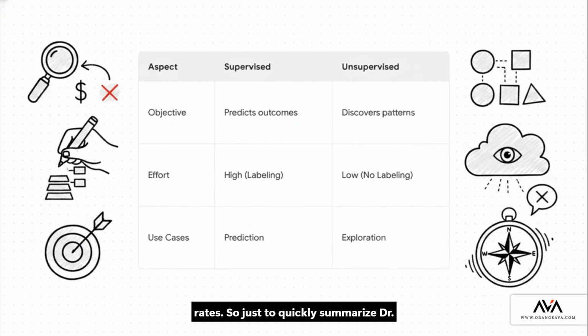So just to quickly summarize Dr. Ratti's core distinction between the two. Supervised learning is all about predicting specific outcomes, but it demands high human effort because of all that labeling. It is absolutely built for prediction and classification. Unsupervised learning, on the other hand, requires very low human effort since it relies purely on unlabeled data, making it your absolute go-to tool for exploration and clustering. Basically, these are two very distinct tools designed to solve two totally different enterprise problems.